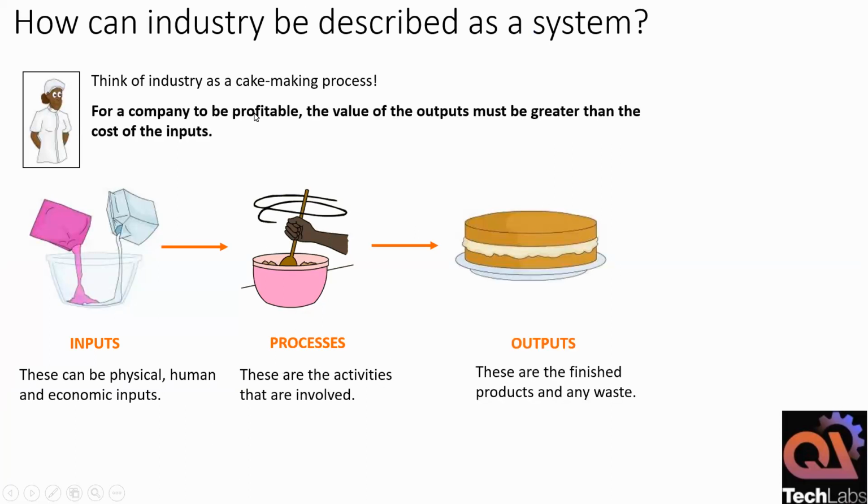So for a company to be profitable, the value of the outputs must be greater than the cost of the inputs. That means this cost plus this cost should be less than what you sell this for. Suppose you are taking 50 rupees for ingredients, 20 rupees for processing, that is 50 plus 20, 70, and anything above 70 rupees is your profit for the cake. Clear to everybody?